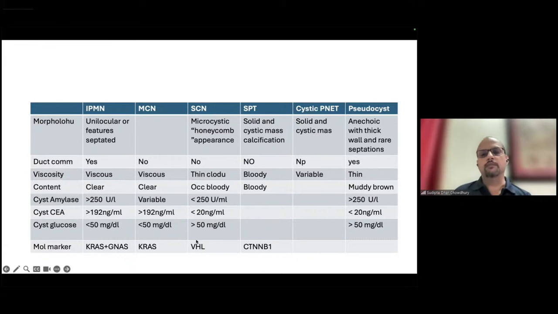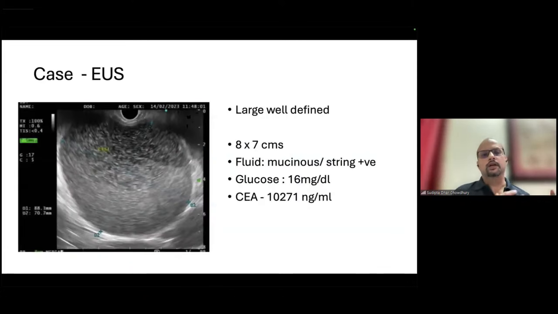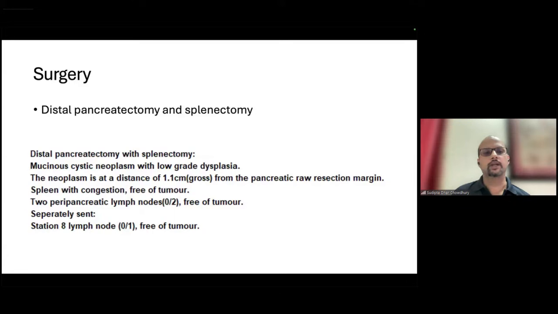I'll talk about this a bit later, but the other molecular markers that we can use include the VHL and the CTNNB1. So now, as we discussed in the quiz, we decided to do the EUS of this lesion, and EUS showed a large unilocular cyst with a thick content. It was large, well-defined, 8 by 7 centimeters. The fluid was mucinous. String test was positive. The glucose content within the cyst was 16 milligrams per deciliter, and the CEA was 10,271 nanograms per ml. So I think we had 100% diagnosis of MCN, and this particular case underwent a distal pancreatectomy and a splenectomy, and that showed a mucinous cystic neoplasm with a low-grade dysplasia.